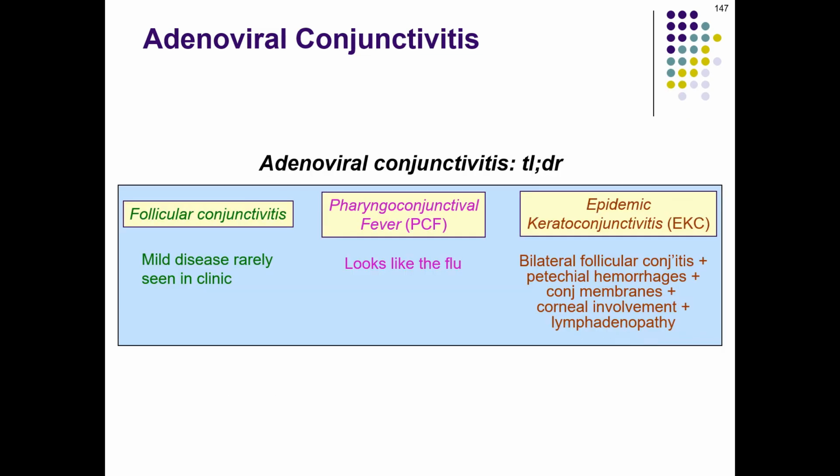So, adenoviral conjunctivitis can cause follicular conjunctivitis, a mild disease rarely seen in the clinic. Pharyngoconjunctival fever looks like the flu. And epidemic keratoconjunctivitis is bilateral follicular conjunctivitis with petechial hemorrhages and conjunctival membranes, with corneal involvement and lymphadenopathy.